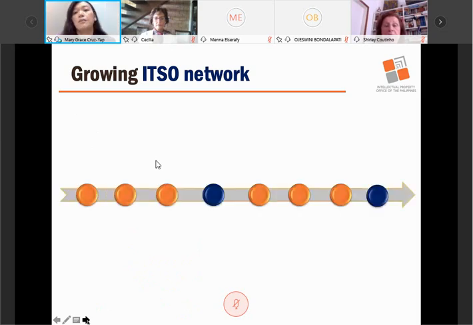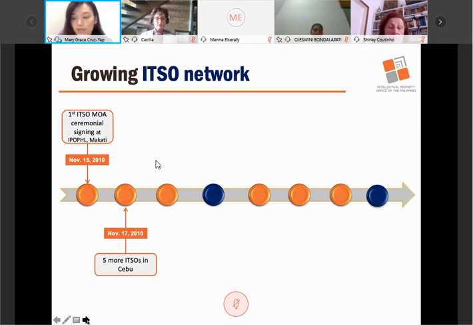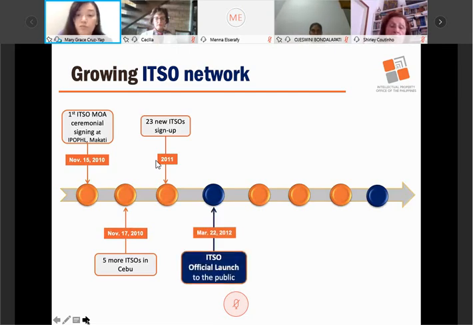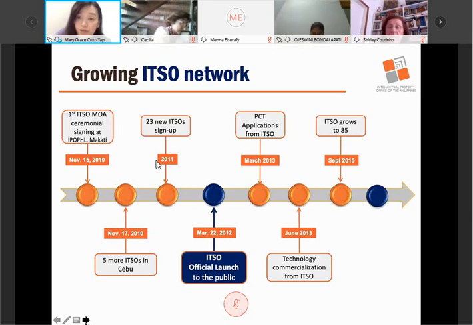So, growing the ITSO network: again, with our first ITSO MOA signing back in 2010, more signings in Cebu. Cebu is a city down south of the Philippines. In 2011, 23 new members, and in 2012, the official public launch. By March of 2013, the ITSO had already contributed to Patent Cooperation Treaty applications, the PCT route. And in June 2013, the ITSOs were already involved in technology commercialization. In September 2015, we had grown our network to 85 members.